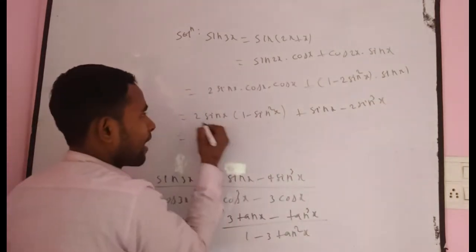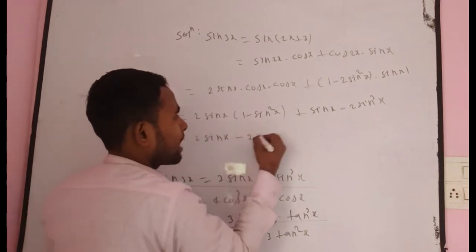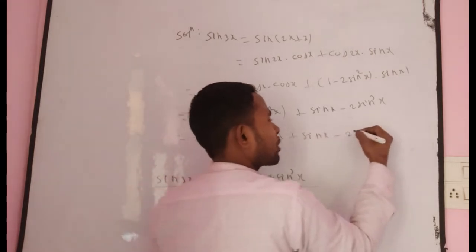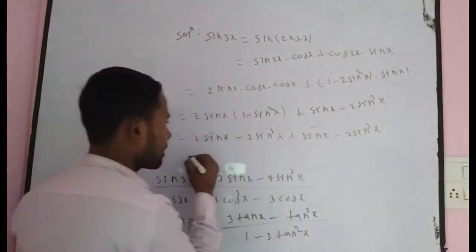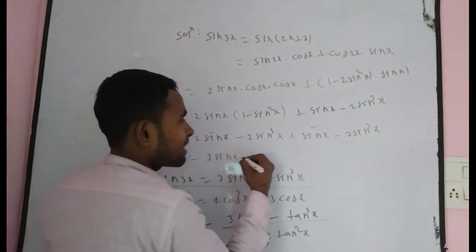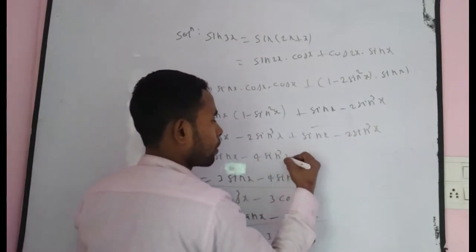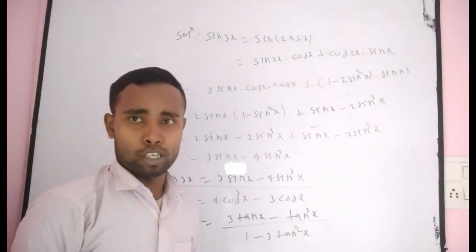Here you get finally 2 sin x minus 2 sin cube x plus sin x minus 2 sin cube x. Here you get 2 sin x plus sin x, that will be 3 sin x, minus 2 sin cube x minus 2 sin cube x, that will be minus 4 sin cube x, which is your required formula of sin 3x. Sin 3x is equal to 3 sin x minus 4 sin cube x.